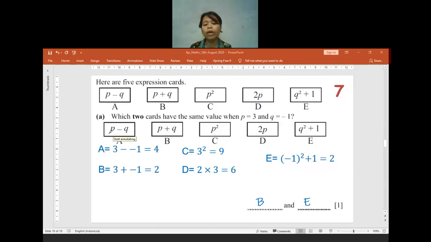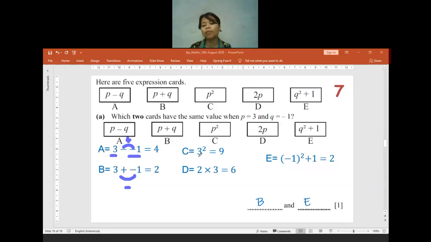For card A, we have P minus Q. P is 3, Q is negative 1. So we have 3 minus negative 1. Minus and negative, we combine as plus. So we have 3 plus 1, which equals 4. For card B, we have P plus Q. It becomes 3 plus negative 1. Positive and minus, when we combine it, become negative. So we have 3 minus 1, which equals 2 for card B.